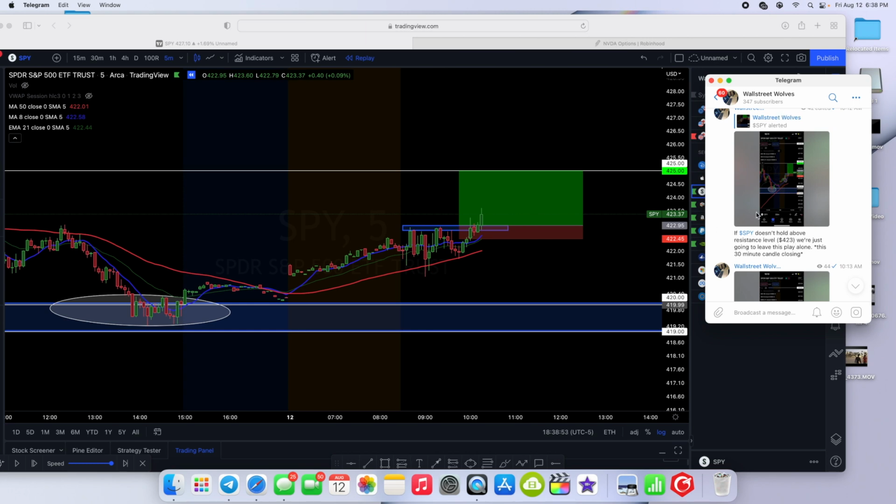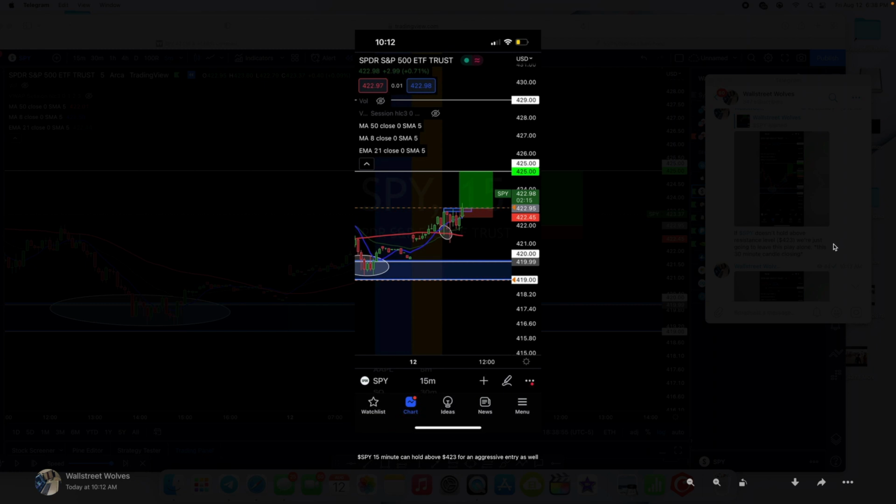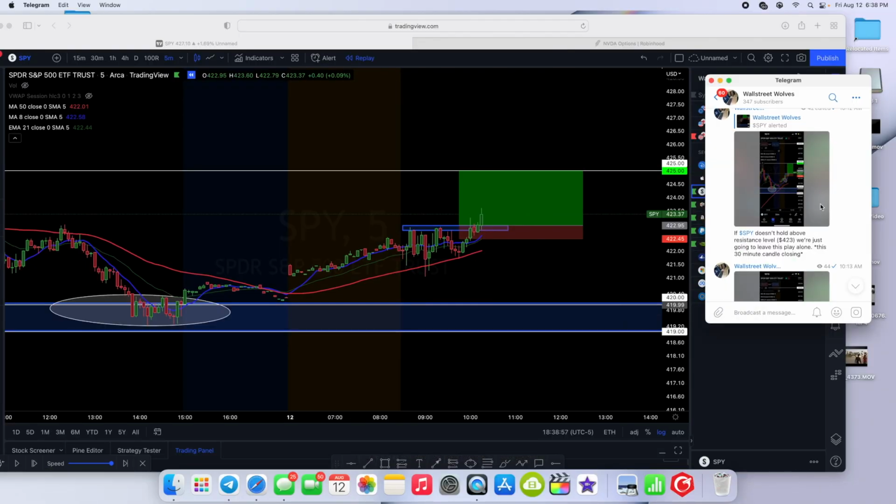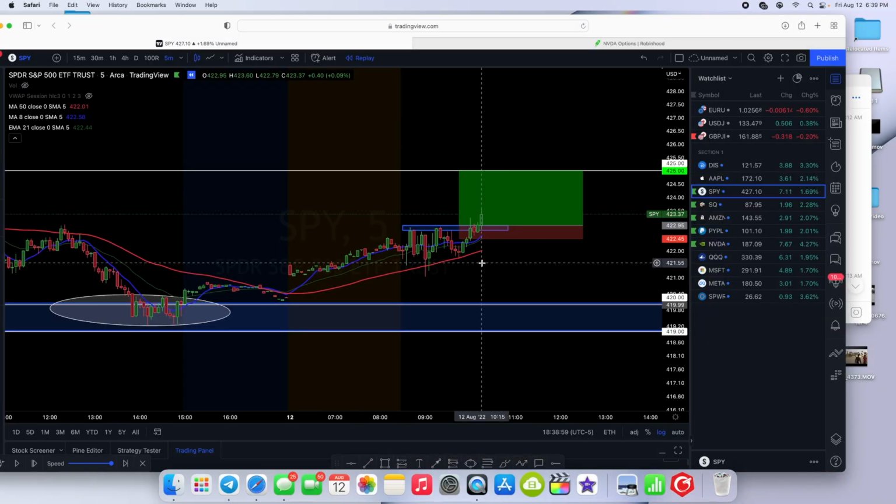This 30-minute candle closing. So this was at 10:12. So right here, it was rejecting a couple times right here. So we were just waiting for it to break even a little bit stronger before entering.